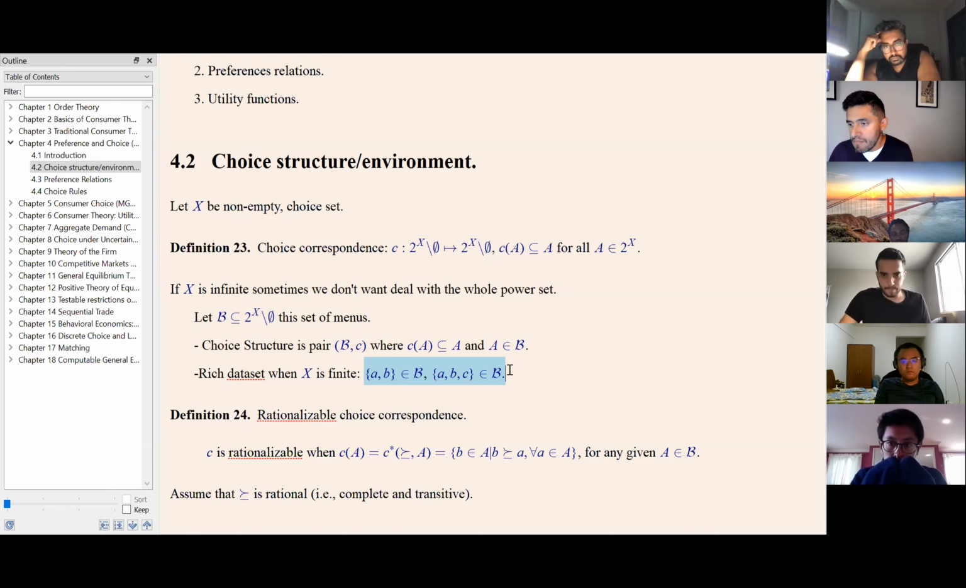Got it? Now, the choice structure is going to be the restriction of the choice correspondence to these observed data, the observed menus, and therefore this is going to tell me the description of choices for my observed collection of menus. In other words, I run my experiment 10 times. I record in calligraphic B the menu, and in C, I record what people choose. Okay, got it?